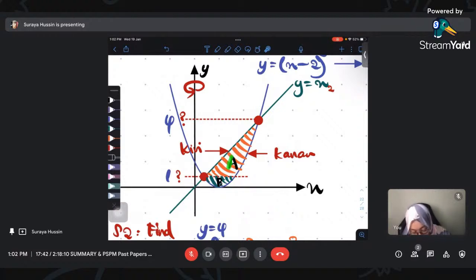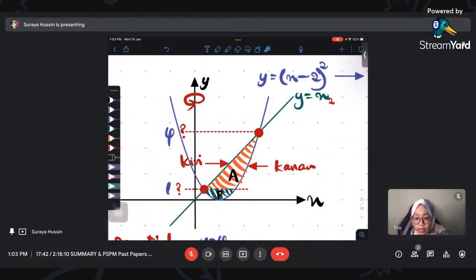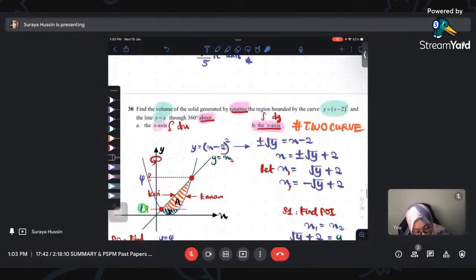Kenapa region A? Betul lah kata Rochelle. Dia bermaksud dekat sini adalah hanya untuk limit. Kita kena pisahkan dia sebab limit dia 1 hingga 4 untuk region A. Okay? Untuk limit 1 hingga 4 je. Untuk limit, kita kena cari POI tadi. So tak payahlah nak cari lagi, betul tak? So kita dah faham. So, ya ke? Kita dah cari POI ke? Mesti ke belum?